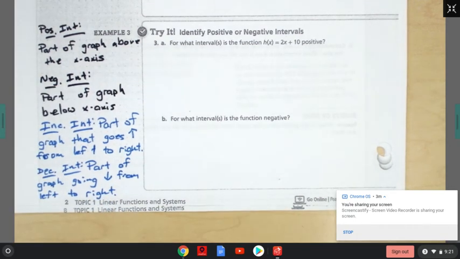For those of you that are into slope or remember your Algebra 1 days, increasing would mean it has a positive slope. Decreasing would mean that it has a negative slope. Okay, so that's another way that you can think about it. Increasing is positive slope, decreasing is negative slope.